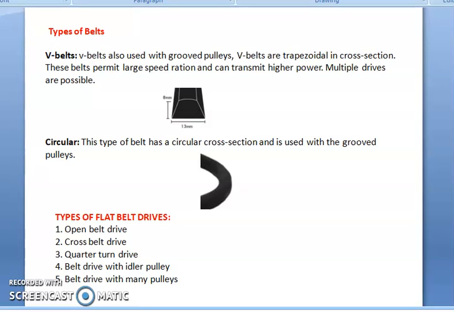of V belt. In the case of circular belt, it is available in a circular cross section and it is used with grooved pulleys. There are different types of belt drives: open belt drives, cross belt drives, quarter turn belt drives, belt drive with idler pulley, then belt drive with compound pulleys.